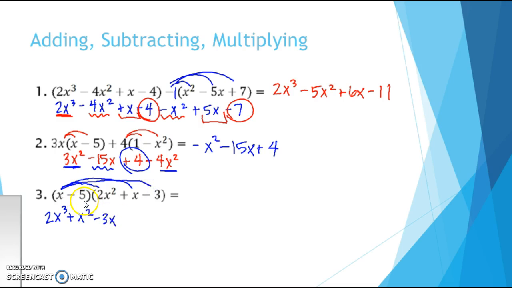Then I've got to do my negative 5. Negative 5 times 2x squared is negative 10x squared. Negative 5 times x is negative 5x. And then negative 5 times negative 3 is positive 15.